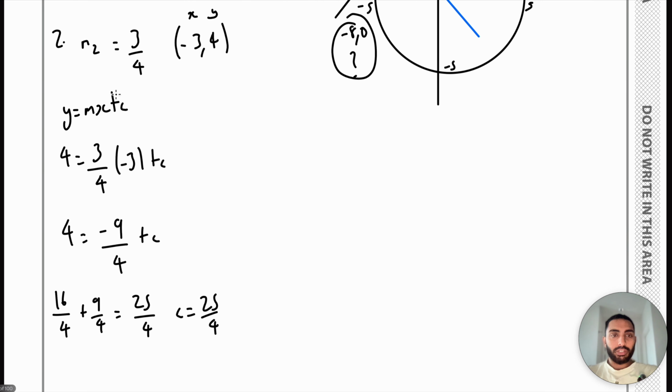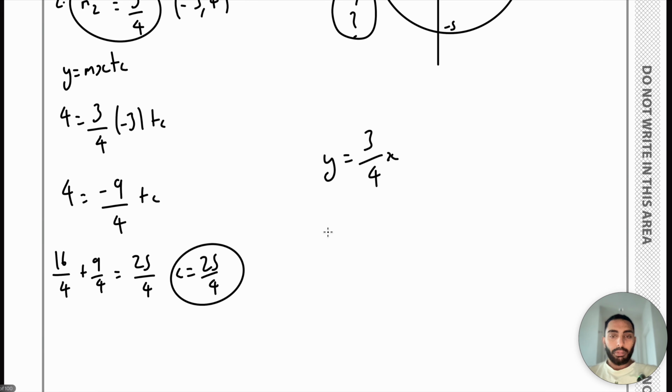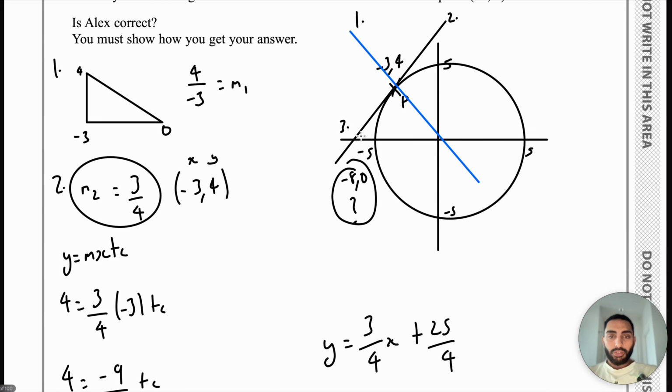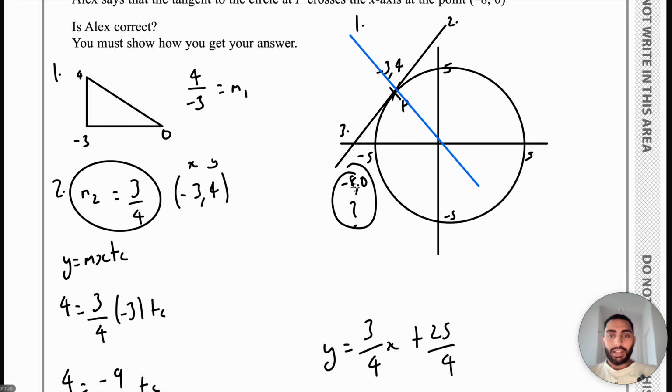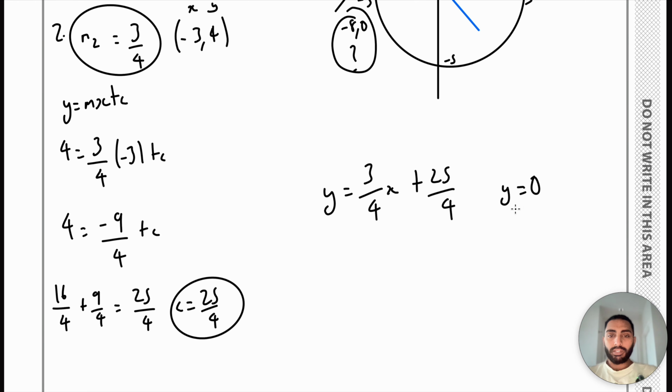So the final equation will be my gradient, which I found earlier, and my y-intercept. I'm going to substitute both of these into the equation of a line. So this equation of line number 2 is y equals 3/4 x, that's the gradient, plus 25 over 4. Last thing that I need to do is check, does it cross the x-axis at -8, 0? When does this line cross the x-axis? It's when y is equal to 0, because the x-axis is y equals 0. So I'm substituting y equals 0 into here.